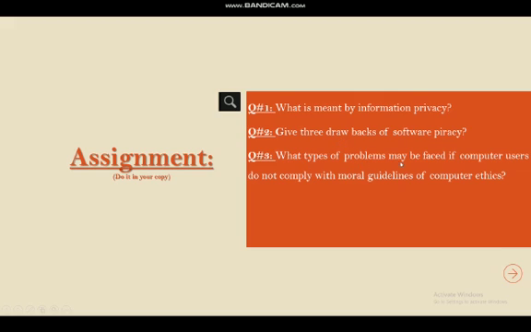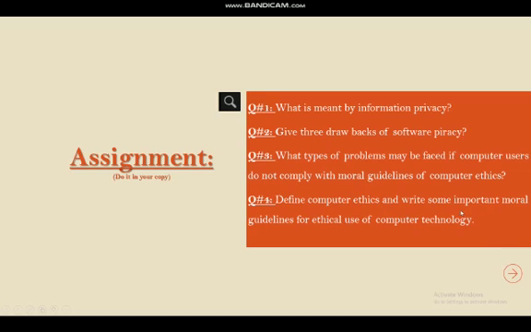What types of problems may be faced if computer users do not comply with moral guidelines of the computer ethics? If computer users do not follow the ethical laws, what will happen? So you have to write this. Define computer ethics and write some important moral guidelines for ethical use of computer technology. So you have to do all these questions in your copies. You can take help from this site and from your book. So I hope you will do it.